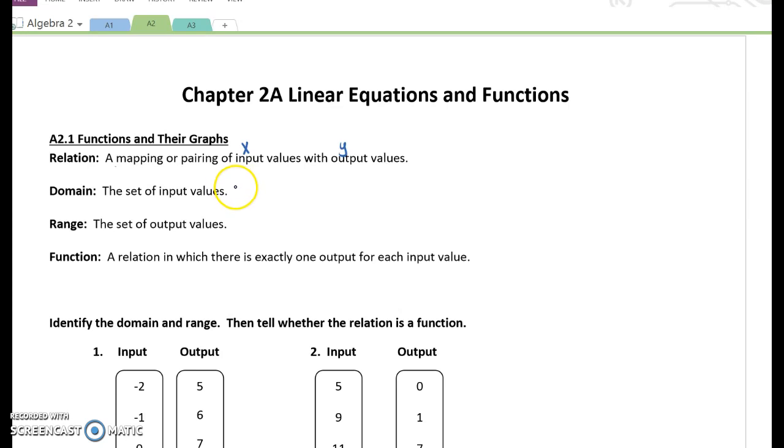The domain is the set of input values, the x's. The range is the set of output values, the y's. A function is a special kind of relation where there's exactly one output, so one y value, for each input, for each x value. So I'm going to put two relations down here.